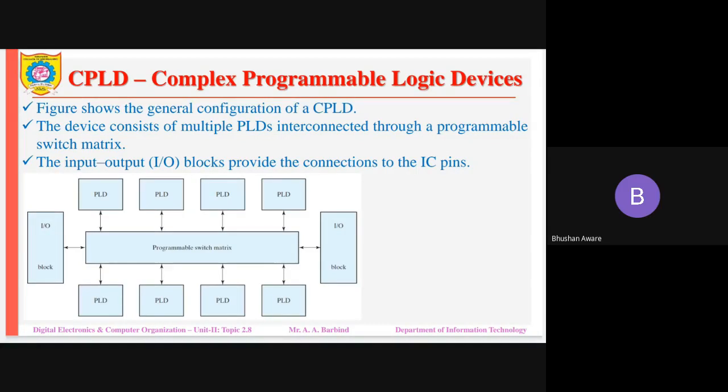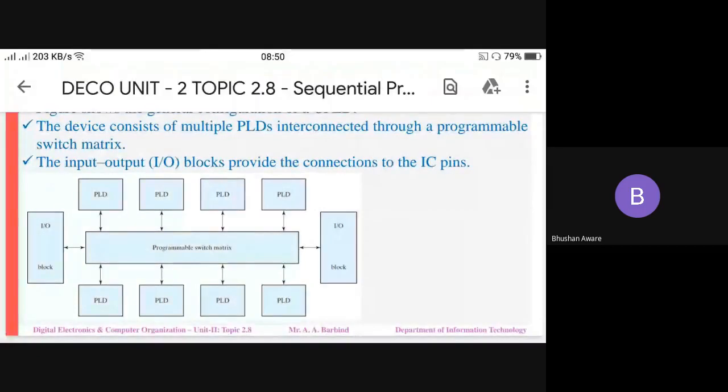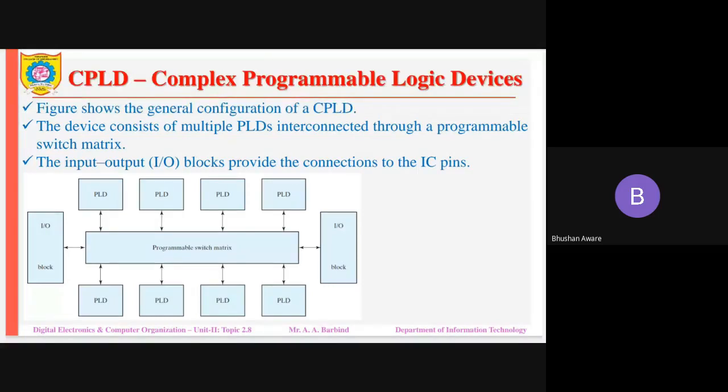This figure shows the CPLD, that is complex programmable logic devices. The device consists of multiple PLDs, that is multiple programmable logic devices, interconnected through a programmable switch matrix. There is a programmable switch matrix at the center. Again, this programmable switch matrix is nothing but cross lines, vertical lines and horizontal lines. There you will be able to make either some connection or no connection.